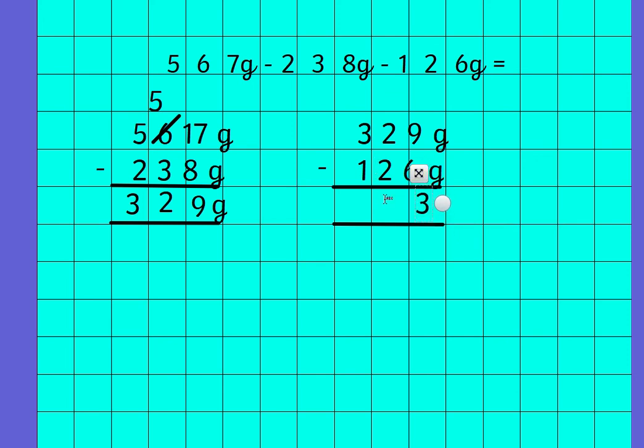2 take away 2, can we do it? Yes we can. The answer is 0. And 3 take away 1, can we do it? Yes we can. The answer is 2. So our final answer becomes 203 grams. But don't forget, it needs to come up here. So that is how to solve your platinum, your two-step problems today, okay my darlings?